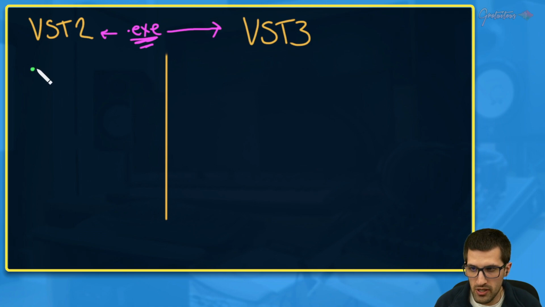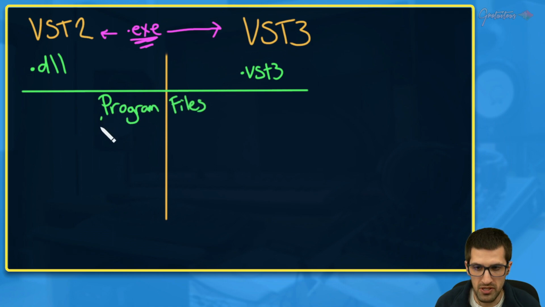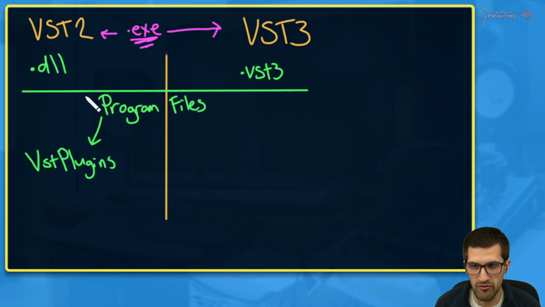So VST2 installs as a DLL file. VST3 installs as a VST3 file. Now, I want to talk about folder location. They are both in Program Files, but the VST2 installs into VST Plugins. In the last video, I don't think I put an S at the end. But this is by default. You actually have the flexibility to move this DLL file wherever you want, and again, I talked to you about this in the last video.